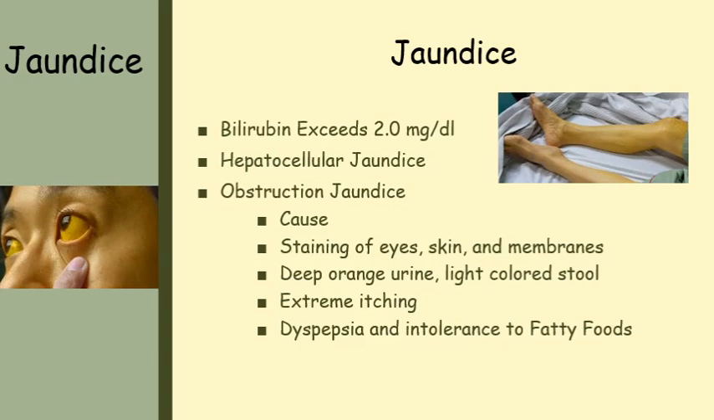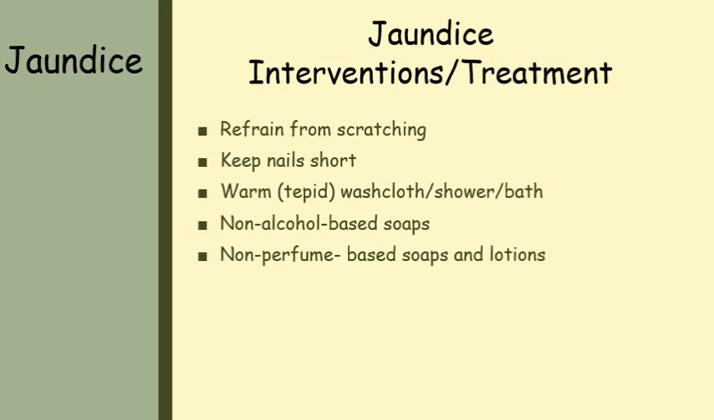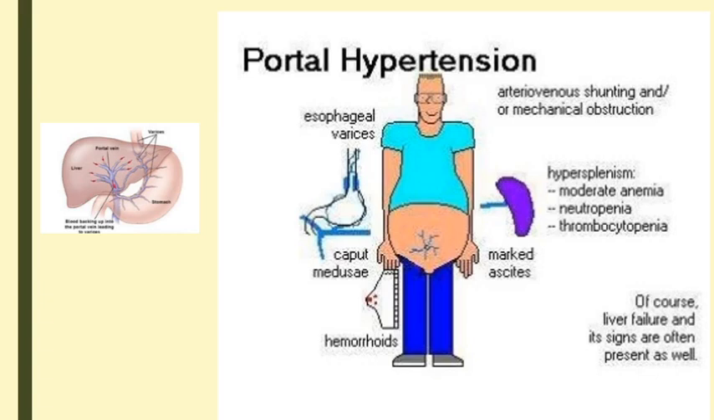Dyspepsia, which means heartburn, and intolerance to fatty foods. We'll see that with our patients too that have jaundice. Why? It has to go back to what bilirubin does. So, what are interventions? Once again, refrain from scratching, keep the nails short, a warm, tepid washcloth, shower, or bath, non-alcohol based soaps, non-perfume based soaps, and lotions. That is what you're going to do, nurse.